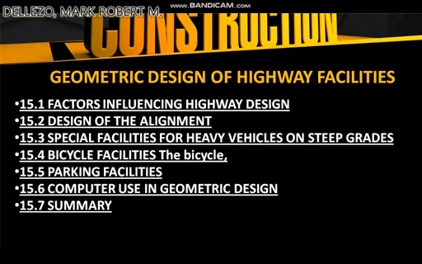This chapter, geometric design of highway facilities, is divided into 7 parts. The first one is factors influencing highway design. Second, design of the highway alignment. Third, special facilities for heavy vehicles on steep grades. Fourth, bicycle facilities. Fifth, parking facilities. Sixth, computer use in geometric design, and the last one is the summary of the 6 parts of this chapter. So we're going to the first part, the factors influencing highway design.